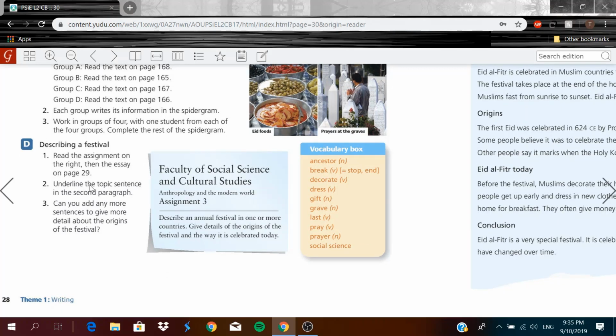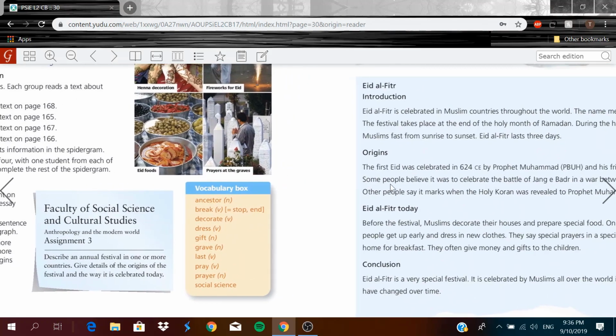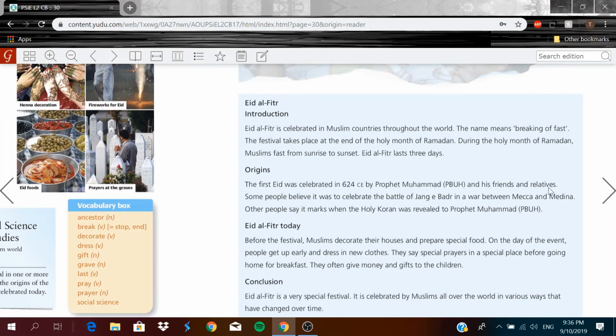Here we have, underline the topic sentence in the second paragraph. Underlining, usually the first sentence, is the topic sentence of the paragraph. If we take a look at the second paragraph, we have origins, and if we read, the first Eid was celebrated in 624 Common Era by Prophet Muhammad and his friends and relatives. So that's a topic sentence, right? It's about the topic, and it's the first sentence, so you can just underline that.